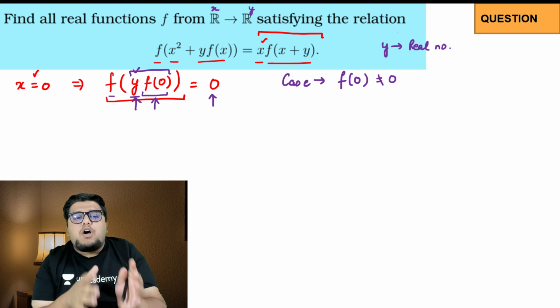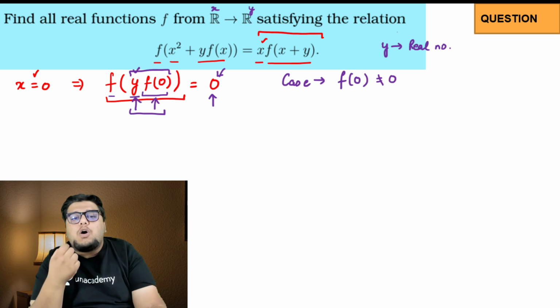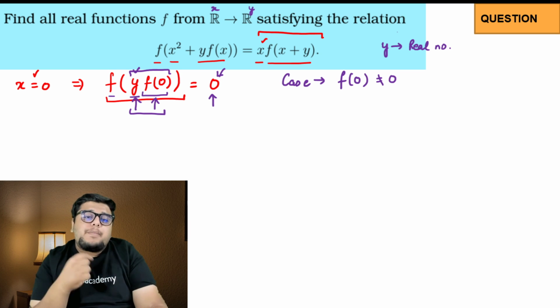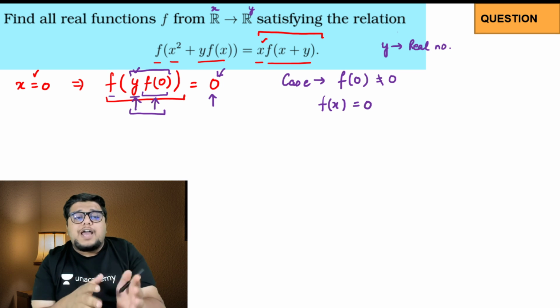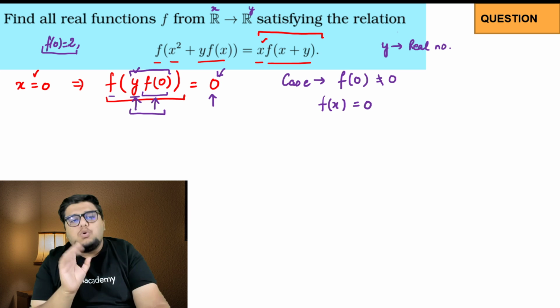And f of those values, the values of the function at these values, is always coming out to be 0. Always. So if the values are always coming out to be 0, that can only happen if my function is 0. Right? My function is 0. Because y keeps changing. f of 0 is a constant number. So let's say if y is 2. Right? Sorry. Let's say f of 0 is 2.